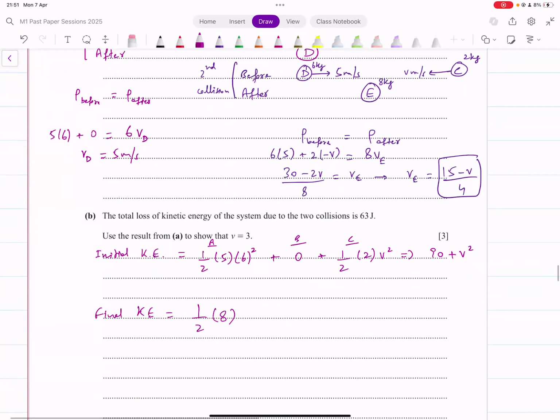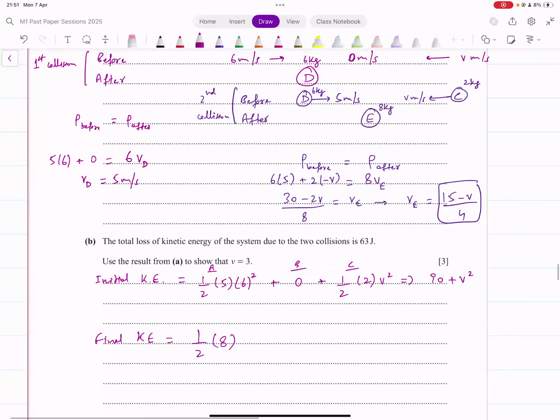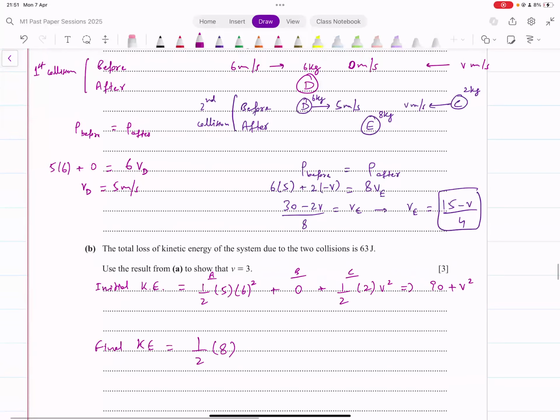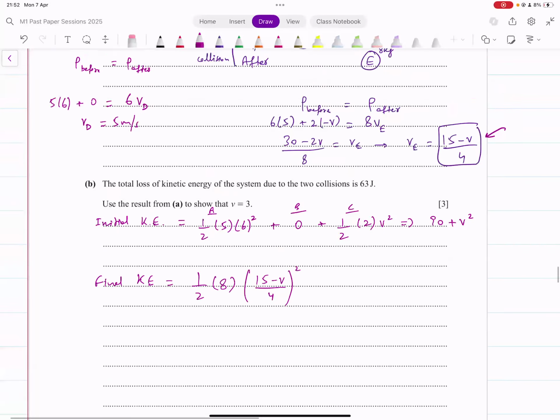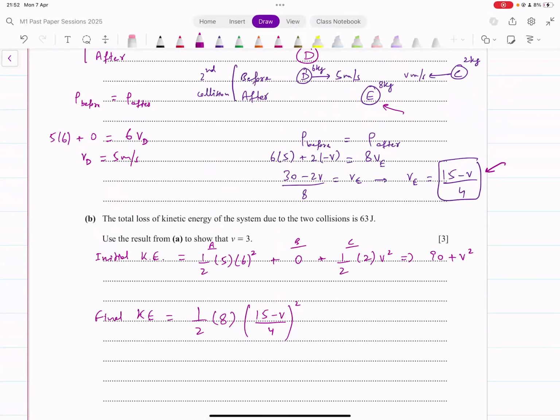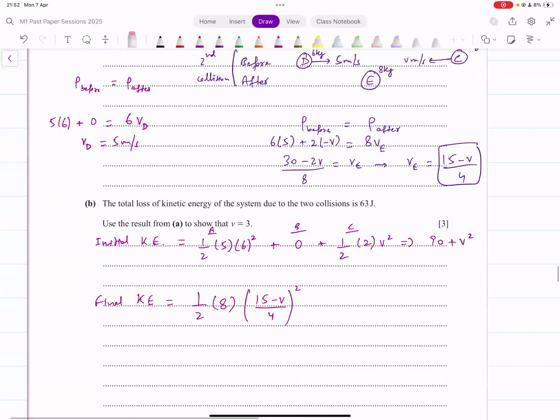Into V squared. Into the velocity of that. What's the velocity of this particle? That's 15 minus V over 4, whole squared. That's the velocity of particle E that we have shown in the previous part. 15 minus V over 4, whole squared. That's the final kinetic energy.